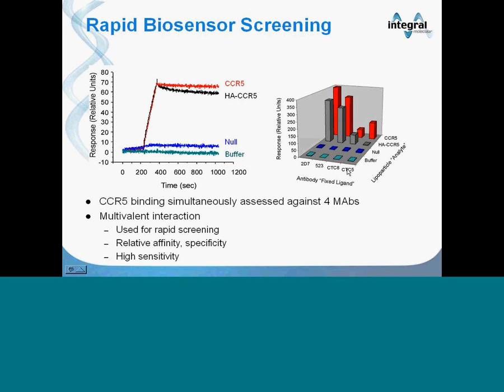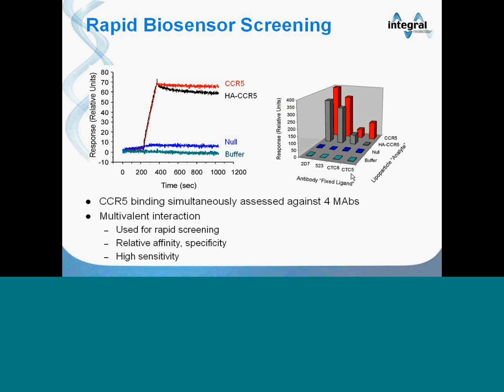So this is a very sensitive assay, and it's sensitive because the binding signal is enhanced by the lipoparticle's large size and intrinsic multivalency. So you can see we overall get a very high binding response.